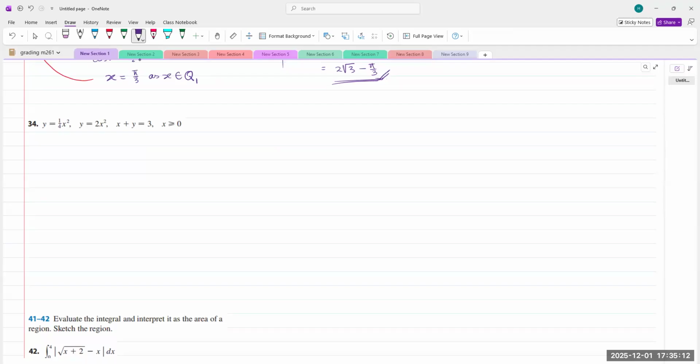Okay, so let's see. That's y equals 1/4 x squared. Oh, okay, that's a parabola. And y equals 2x squared. That's still a parabola, but it's skinnier because we stretch it vertically. And then x plus y equals 3. So that looks like this then.